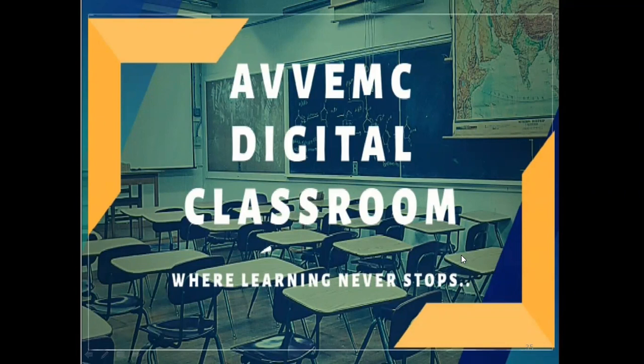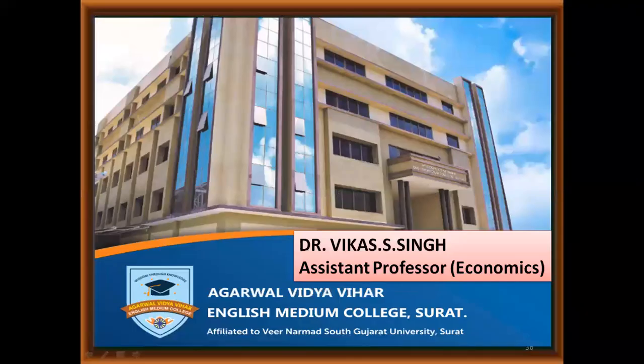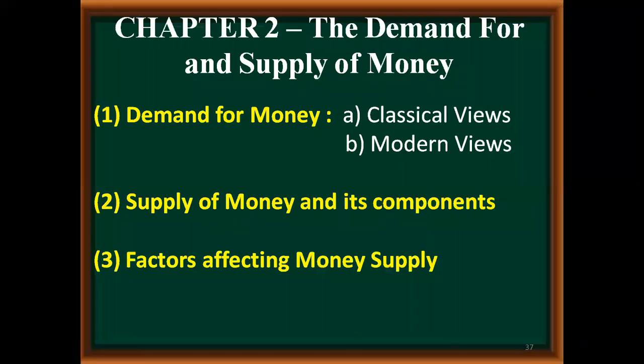Today, first of all, we will understand why money is demanded and how the money supply is measured. So, we will discuss this in this chapter. The name of the chapter is the demand for money and supply of money. In this, we will be dealing with the demand for money. There are two views regarding the demand for money. One is the classical view, another is the modern view.